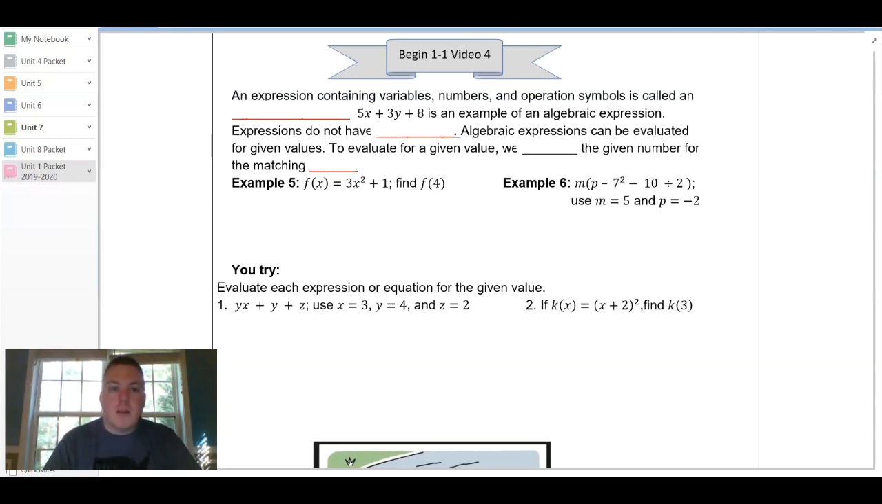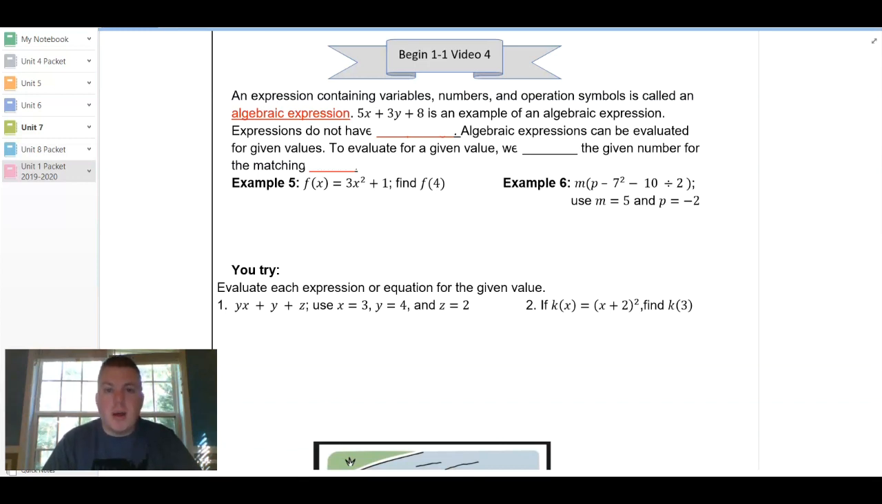So first off, we need to talk about what an expression is. An expression containing variables, numbers, and operational symbols is called an algebraic expression. So for example, 5x plus 3y plus 8 would be an example of an algebraic expression. Now, the thing that people get mixed up a lot are expressions versus equations. Equations will always have an equal sign. If it doesn't have an equal sign, then it's going to be an expression.